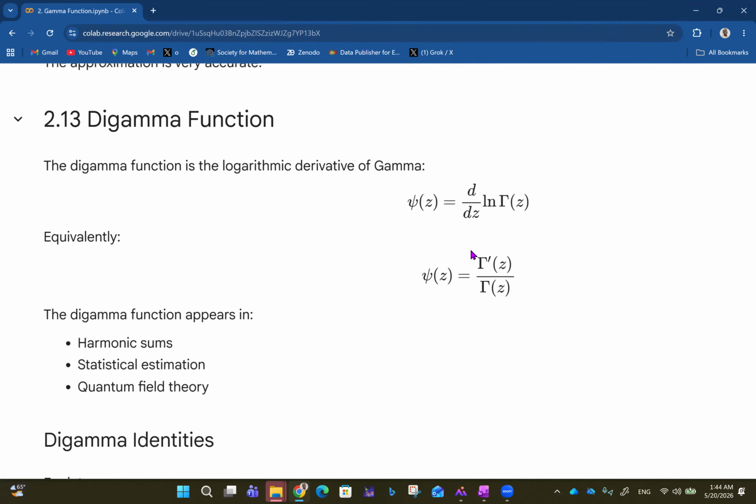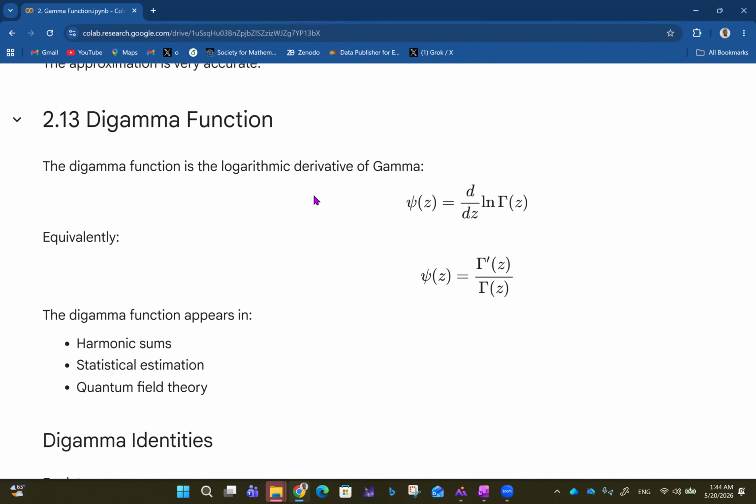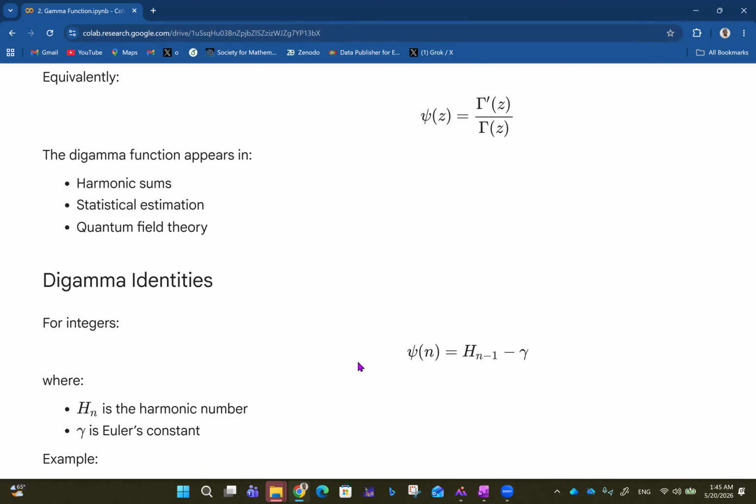So let's talk about the digamma function. The digamma function is a logarithmic derivative of gamma. So you have phi of z equals d/dz of ln gamma z. So equivalently, when you differentiate a logarithmic function, you have phi of z equals gamma prime of z over gamma of z. The digamma function appears in harmonic sums, statistical estimation, and quantum field theory.